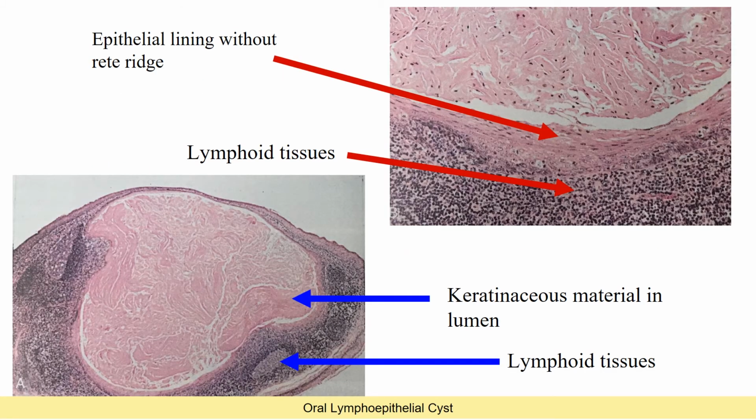As you can see in the top right histopathological picture, there is presence of epithelial lining without the presence of rete ridge, and there is presence of lymphoid tissue at the cystic wall. In the bottom left picture, there is presence of keratinaceous material in the cystic lumen and lymphoid tissue at the cystic wall.